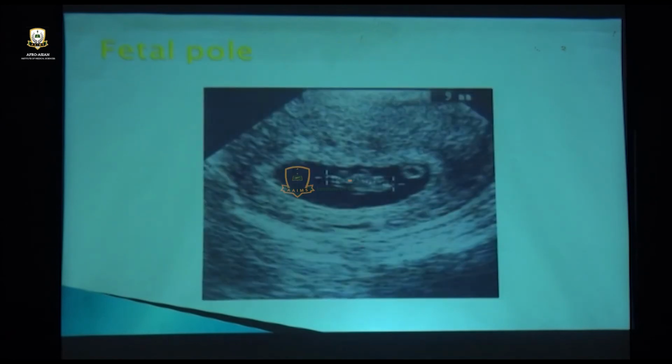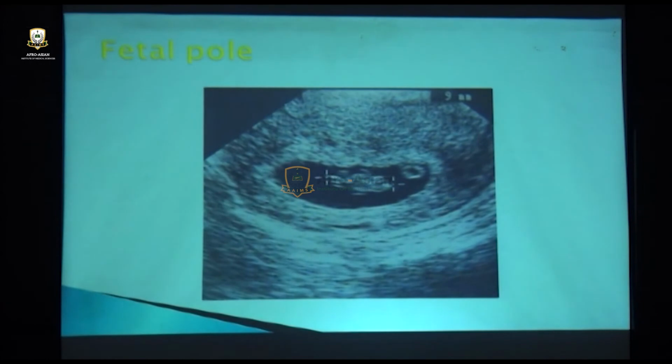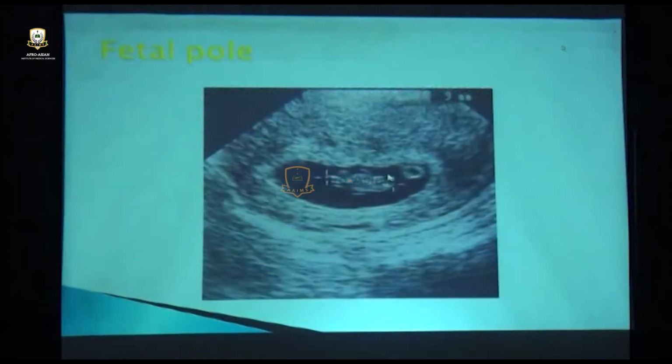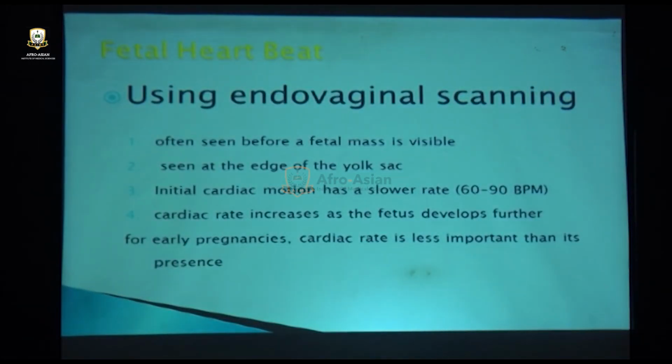उसके बाद जनाब, this is how the fetal pole looks like. You see, this is the gestation sac, this is yolk sac, and this is the fetal pole. Transvaginal scan की ये advantage है कि we can pick up the movement and the cardiac activity of the fetus at a slightly earlier time, slightly earlier.